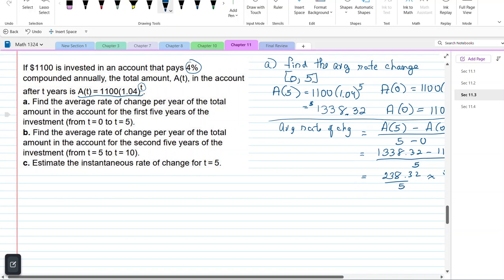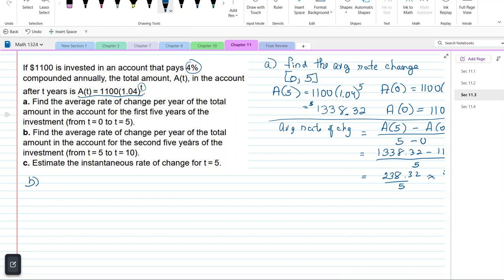And now it says B. Find the average rate of change per year of the total amount of the account for the second 5 years of the investment, from 5 to 10. All right, so we want A of 10 and A of 5. Now we know what 5 is because we said that was 1338.32. So we need A of 10.